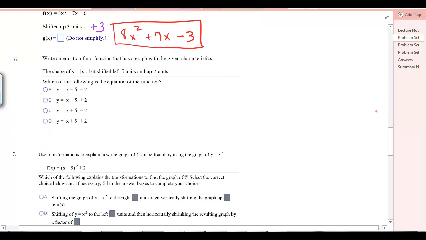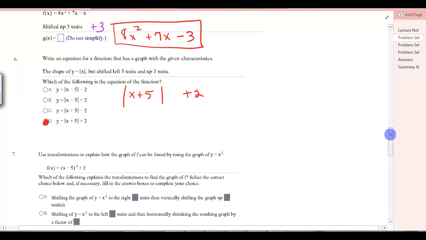Number 6. All right, same thing. We've got y equals absolute value of x, but shift it left 5 and up 2. So remember that left 5 is going to be x plus 5, and then we're going to have a plus 2 out here, except this is going to be in absolute value for this one. And that is right here.